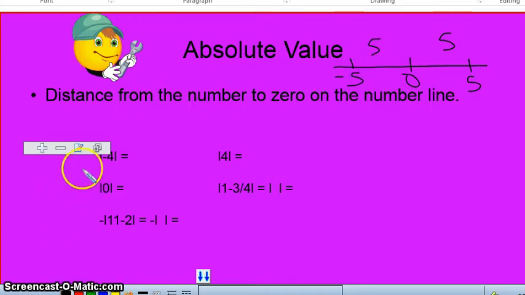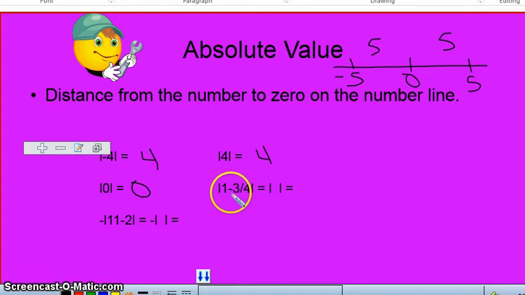Right there we've got negative, those bars stand for absolute value, and we need to know how far away from 0 on the number line is negative 4. Well, we go from negative 4, negative 3, negative 2, negative 1, 0, so we know the absolute value of negative 4 is positive 4. The distance from positive 4 to 0 on the number line, the absolute value of 4 is again positive 4. The distance from 0 to 0 on the number line would be 0.